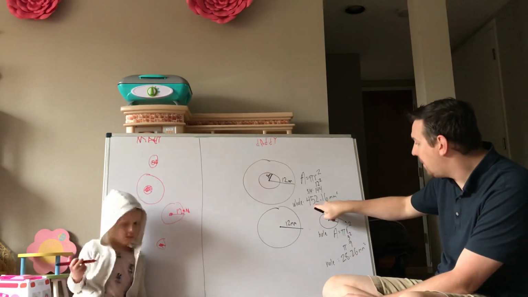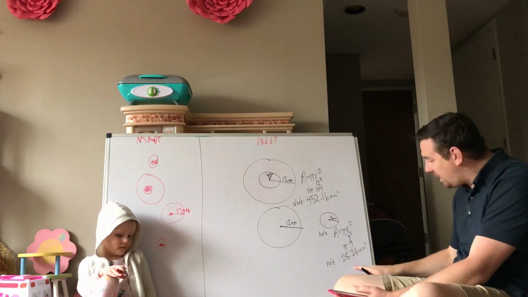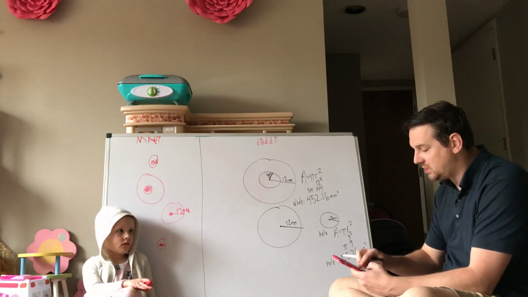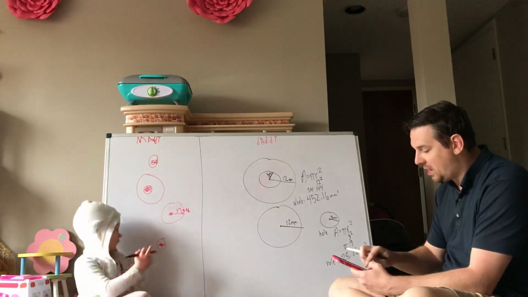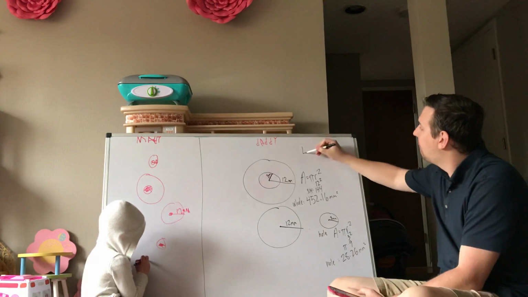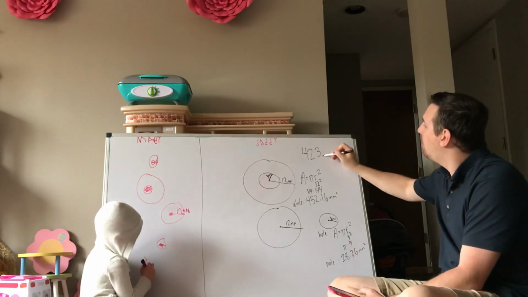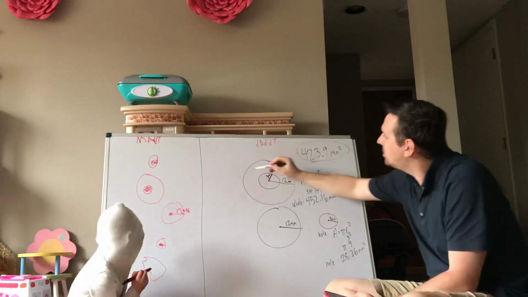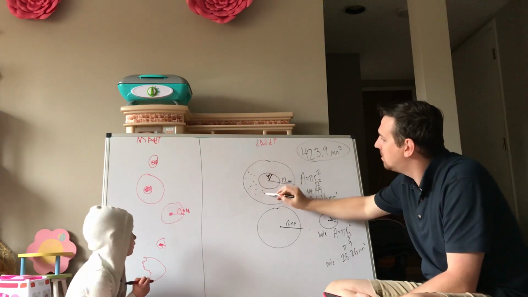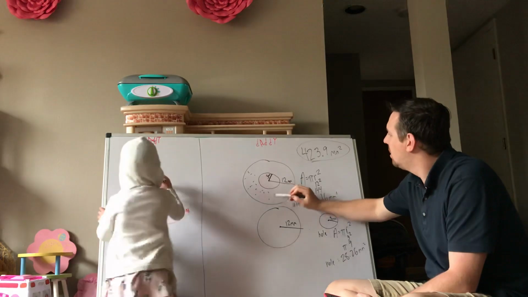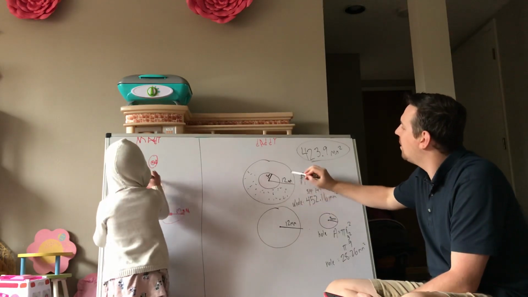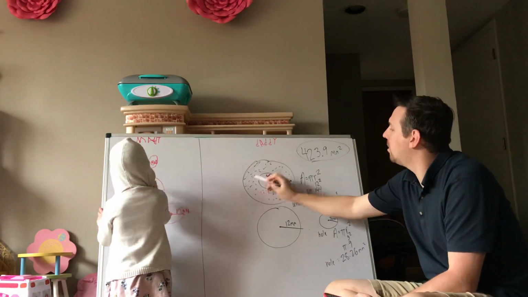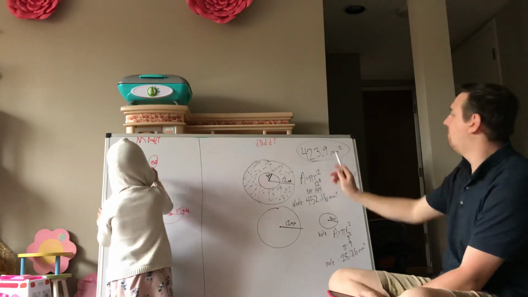So this number, 452.16, minus 28.26 equals 423.9 millimeters squared. That would be how much pink sprinkles. Maddie, can you put sprinkles on your donut? That's the area of this donut if you were to frost this part. 423.9.